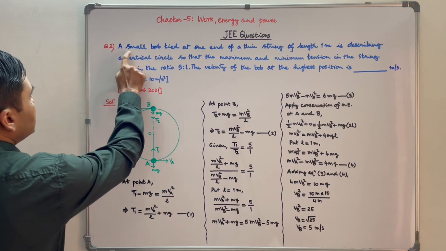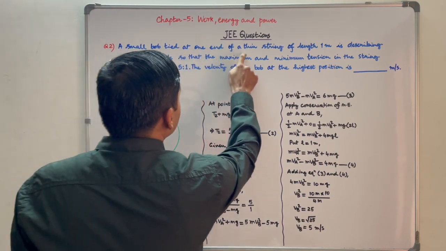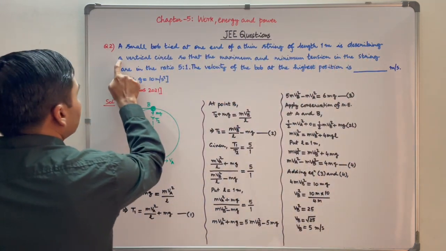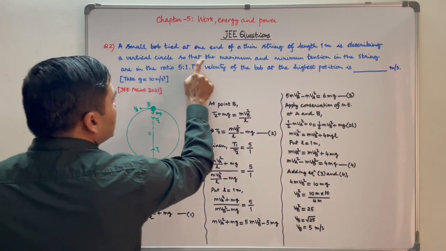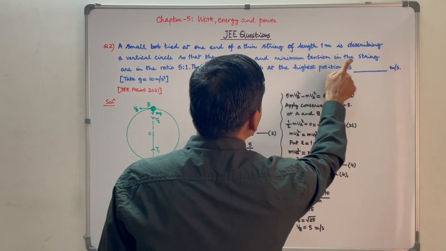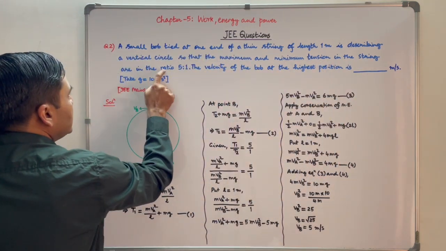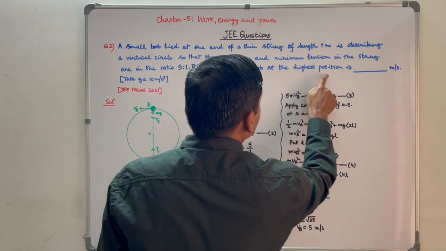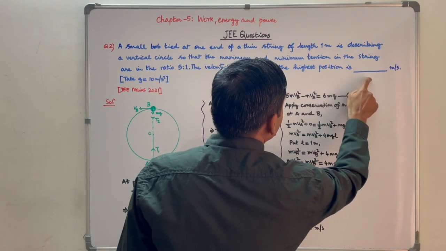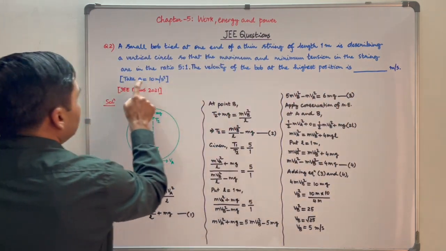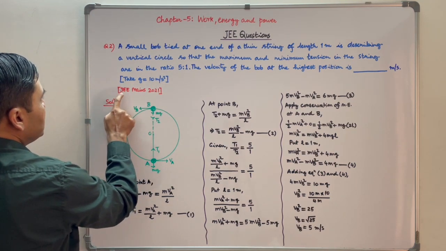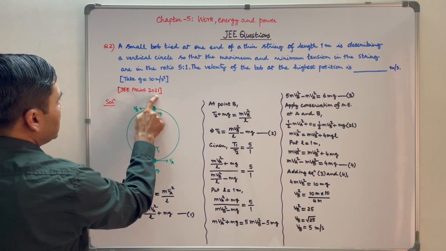Second question, a small bob tied at one end of a thin string of length 1 meter is describing a vertical circle so that the maximum and minimum tension in the string are in the ratio 5:1. The velocity of the bob at the highest position is dash meter per second. Take g is equal to 10 meter per second square. This question was asked in JEE Mains 2021.